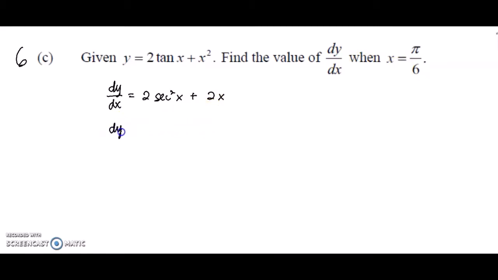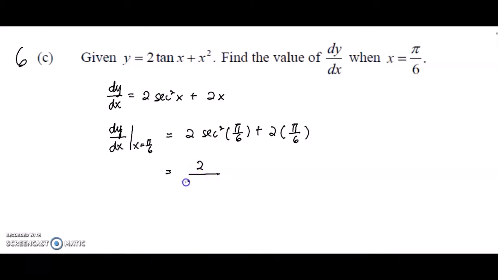So just substitute your pi over 6 into your x. This is the way I write. That is finding the dy dx when x equals pi over 6. So just put in the pi over 6 inside. Plus 2x. x is your 2 pi over 6. Then secant square, you can actually change it into 1 over cos square pi over 6. Okay.